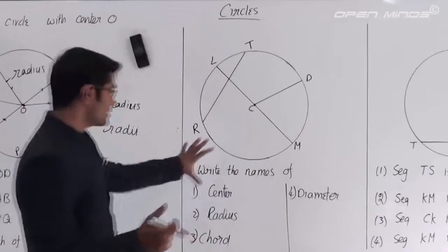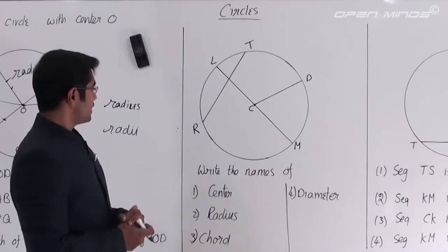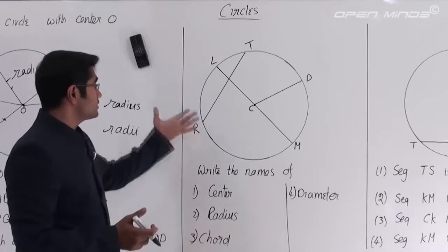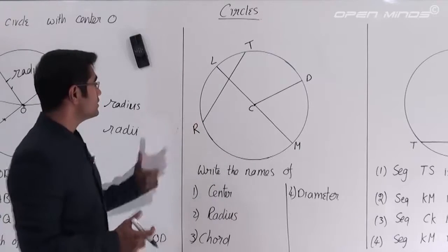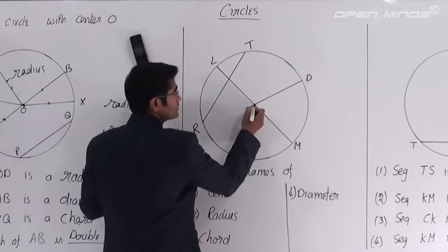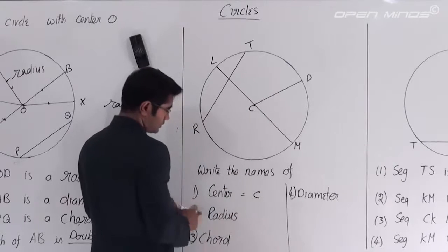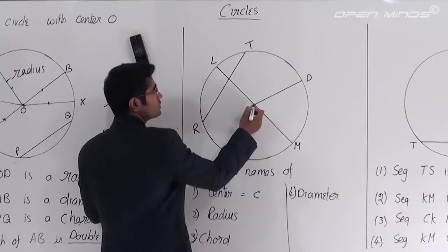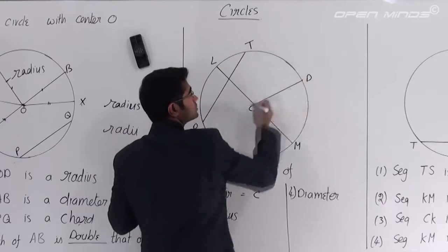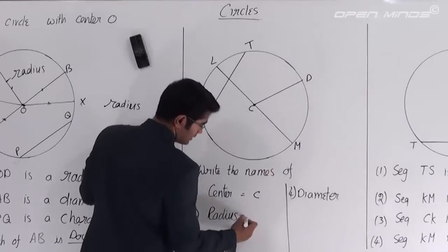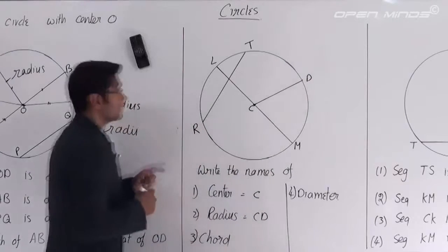Cool. Let's come to this one. Here in this case we have to write the names of the following things you see in the circle. We know that C is the center, nothing much. So what is the radius here? That line which joins the center and one of the points on the circumference. So CD is the radius in that case.